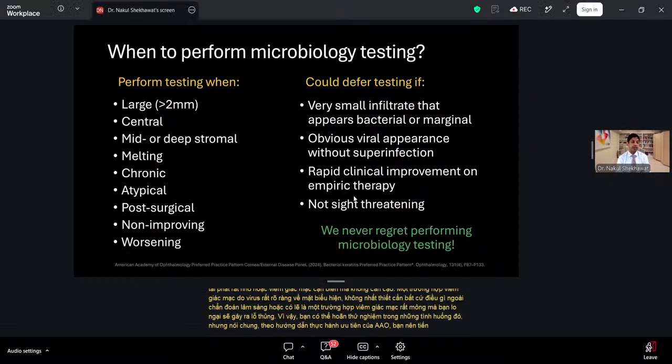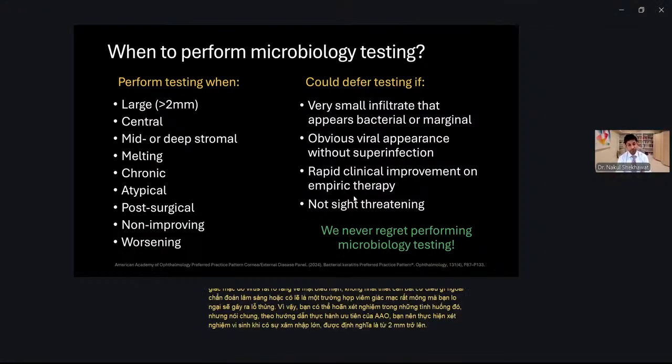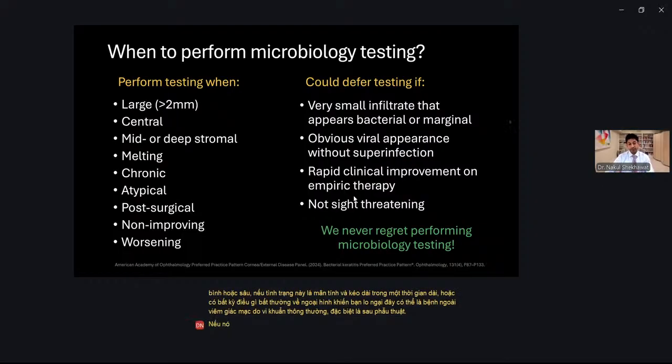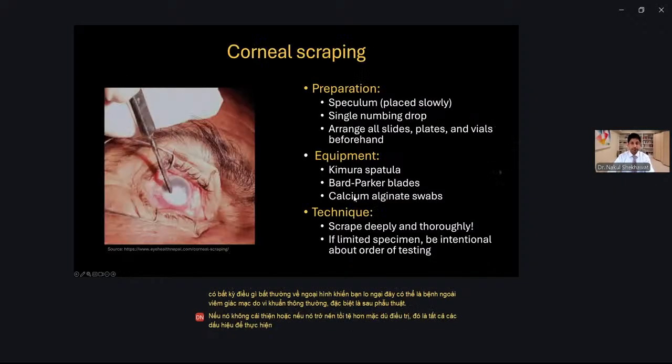microbiologic testing when there's a large infiltrate, which they define as 2 millimeters or greater, a central infiltrate, which means it could be sight-threatening, mid or deep stromal, if there's any melt, if it's chronic and been going on for a long time, if there's anything atypical about the appearance that makes you concerned that this is something beyond just run-of-the-mill bacterial keratitis, if it's occurring after surgery, if it's not improving, or if it's worsening despite treatment. Those are all indications for performing microbiology testing.